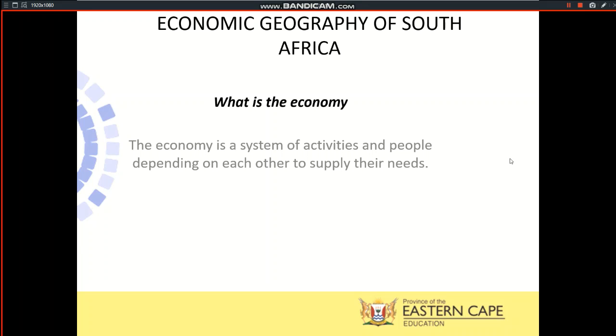Let us find out what exactly we will be studying under the economic geography of South Africa. What is the economy of a country? What do we understand by the economy of a country? It is as follows. The economy is a system of activities and people depending on each other to supply their needs. And that is the essence of what we will be going through when we do economic geography of South Africa.